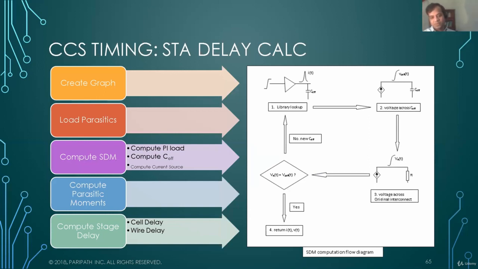It gives you moments, and then you use the moments to compute the slope at those receivers, and see if it matches with your receiver. So if the voltages don't match, then you take a new guess on C effective, and that could be a binary search or a linear search, depending on your algorithm. Then this goes in a loop until it terminates, and you return the time and voltage at that point. So that's the effective algorithm.